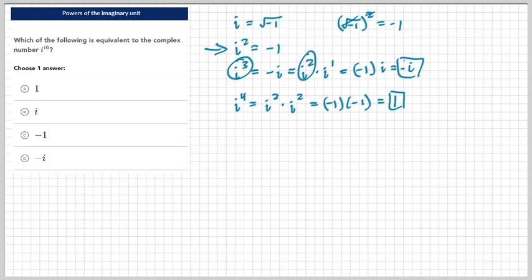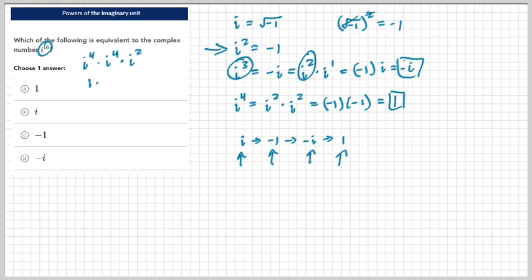Patterns. Positive i, and then negative 1, and then negative i, and then positive 1. That's i to the 1, i to the 2, i to the 3, i to the 4. And so use i to the 4 the most. So how many i to the 4s does i to the 10 have? 2. It has 2. What's left over? 2. i to the second.